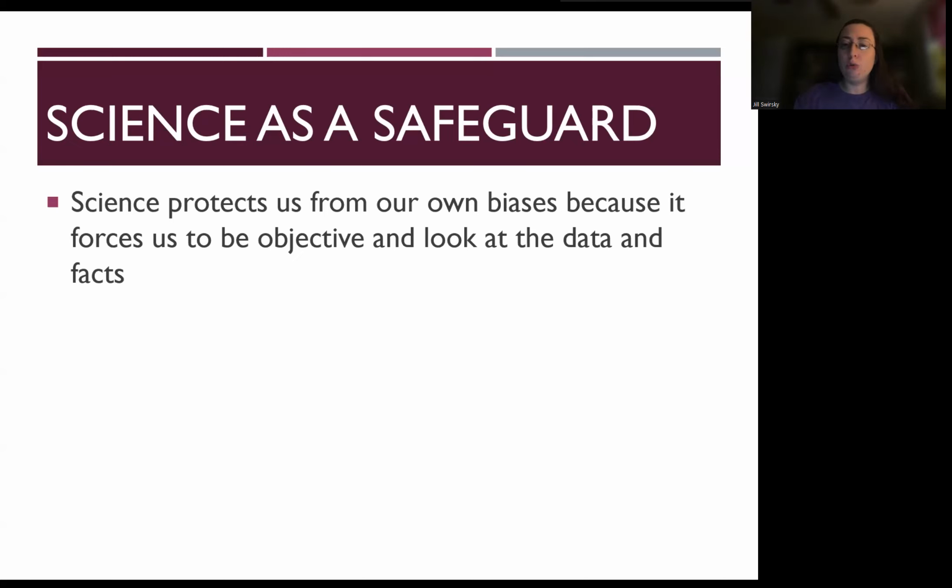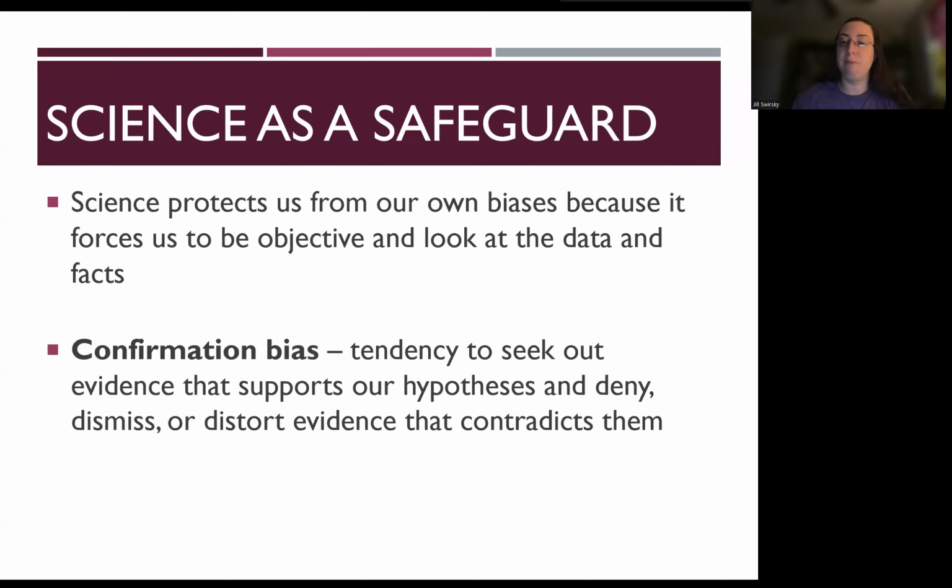I want to talk about two of the more common forms of bias. First one is confirmation bias, or the tendency to seek out evidence that supports our hypotheses and deny, dismiss, or distort evidence that contradicts them. We commonly see this in people who only read articles that support their preferred political candidate or party and avoid or discount articles that show them in a negative light.